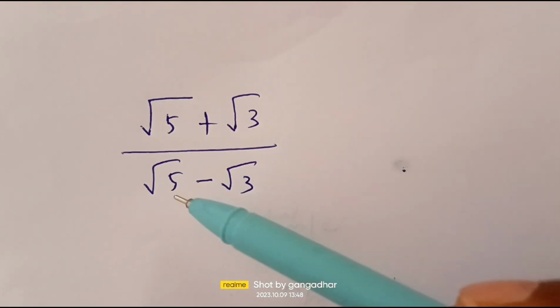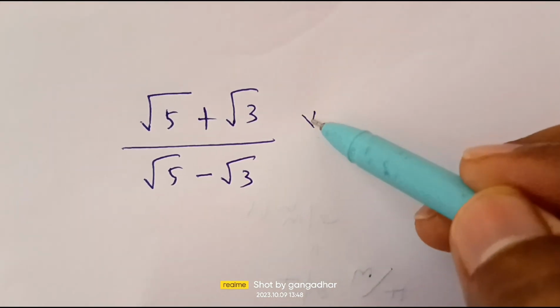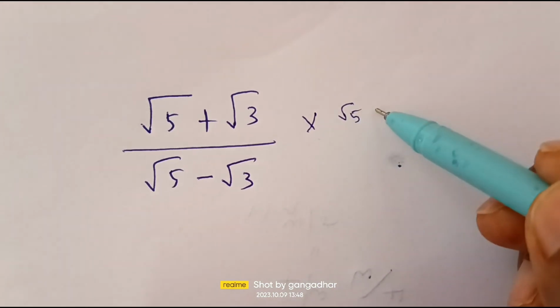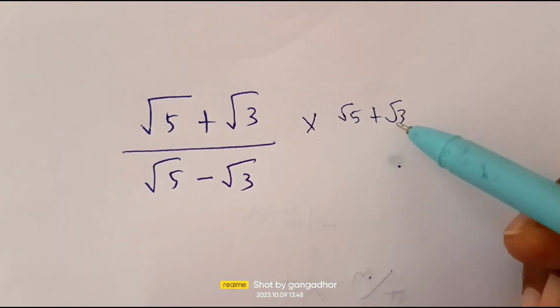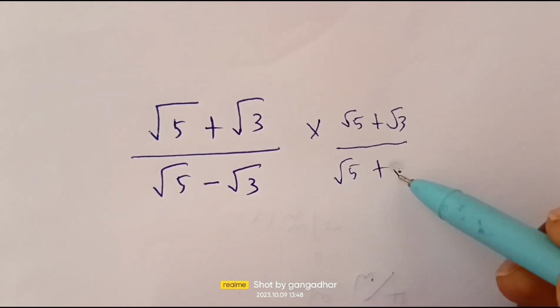Root 5 plus root 3 divided by root 5 minus root 3. Rationalize the denominator by multiplying numerator and denominator by root 5 plus root 3.